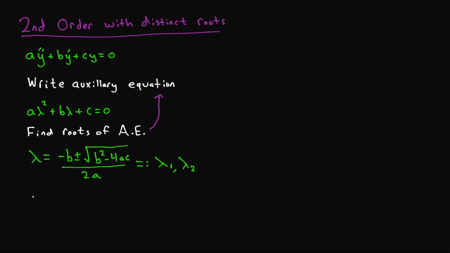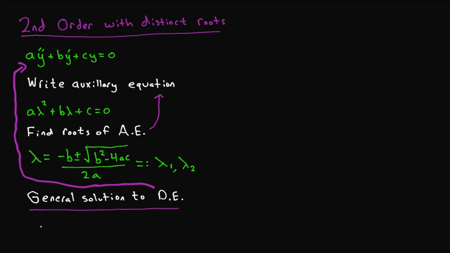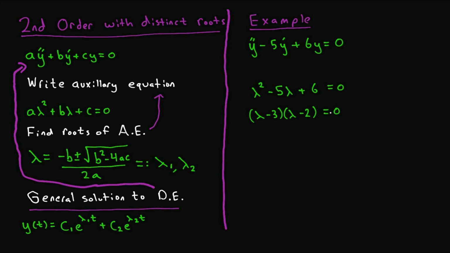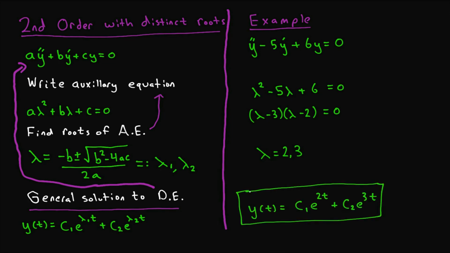That's very important here. Then the general solution is just the linear combination of the exponentials, so it's y of t is equal to c1 e to the lambda 1 t plus c2 e to the lambda 2 t. As our example, we'll do y double prime minus 5y prime plus 6y is equal to 0. Our auxiliary equation is lambda squared minus 5 lambda plus 6 is equal to 0. We can factor that into lambda minus 3 times lambda minus 2, which has roots lambda is equal to 2 and 3. Then our general solution is y of t is equal to c1 e to the 2t plus c2 e to the 3t.